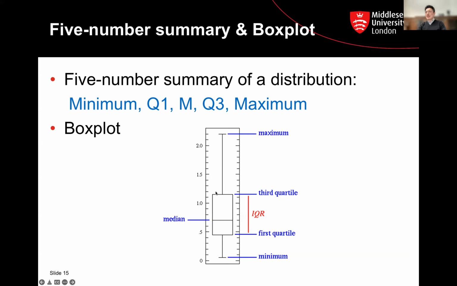It has a box and then 2 ticks at the end. This is the minimum value, this is the maximum value. So this indicates the range of your data. The data will definitely be within these 2. And the box in the middle starts from the first quartile and ends at the third quartile.